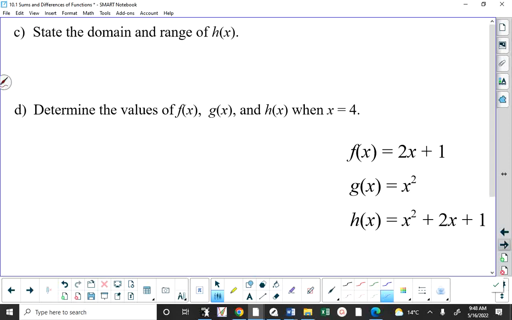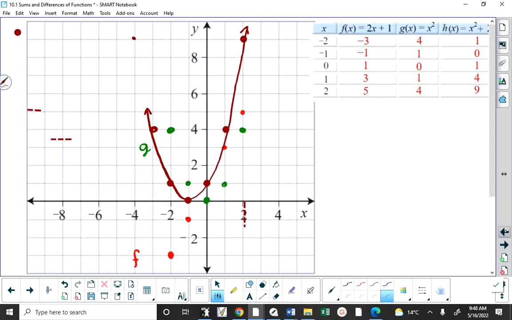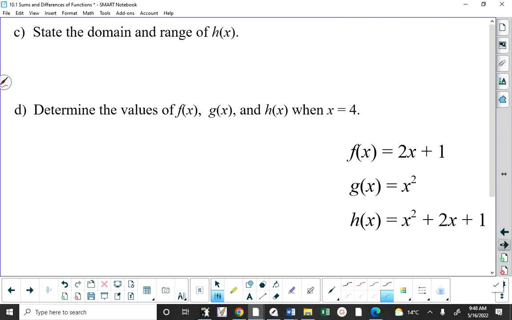What is the domain and range of h of x? Well, we can look at the graph and we can see the domain is any real number. X is any real number. The range happens to be y is greater than or equal to 0 because it's a parabola that opens up with its lowest point on the x-axis.